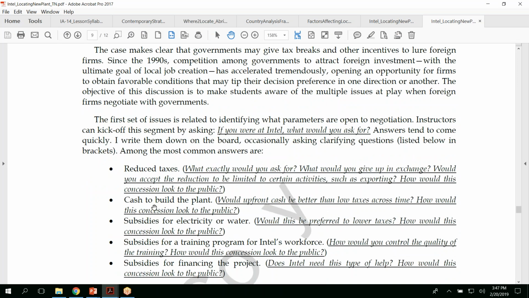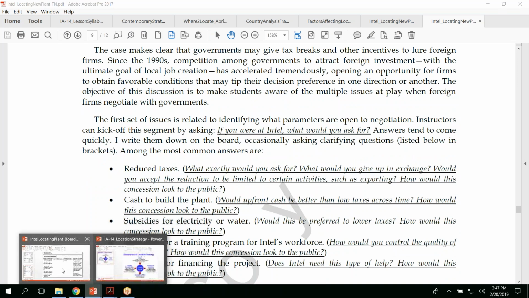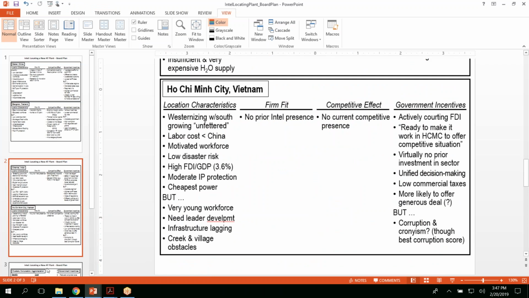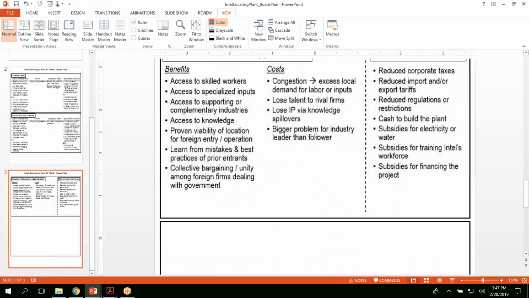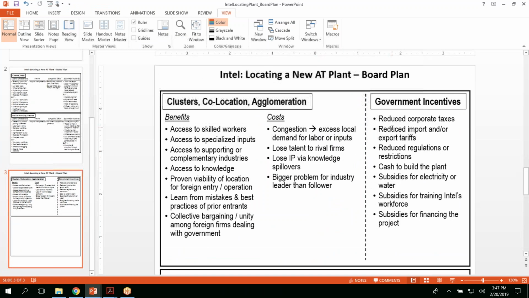What actually matters? You'll see in my board plan, I have at the very end, you can either do it in the same board as you do co-location or separately, the different government incentives: reduced taxes, reduced import and export tariffs, reduced regulation restrictions, cash subsidies. You have taxes, tariffs, subsidies. All of these things will come up later in the course too, by the way. But again, this is about understanding what it means to get incentives from the local government, right?